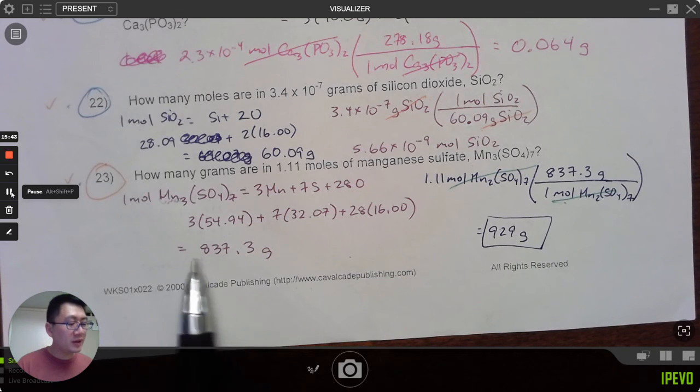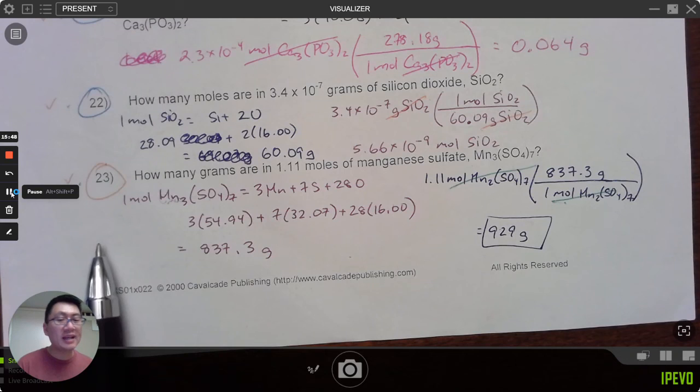And how do you find the molar mass? Remember, you need a periodic table. You need to add up everything on the periodic table. Okay, so that was this worksheet, which was called the mole calculations worksheet.